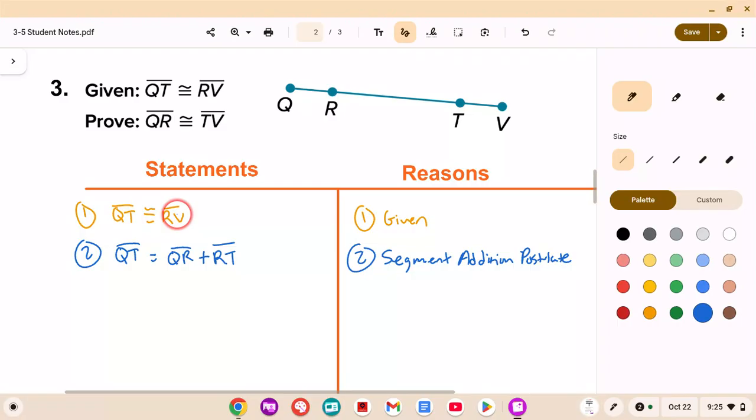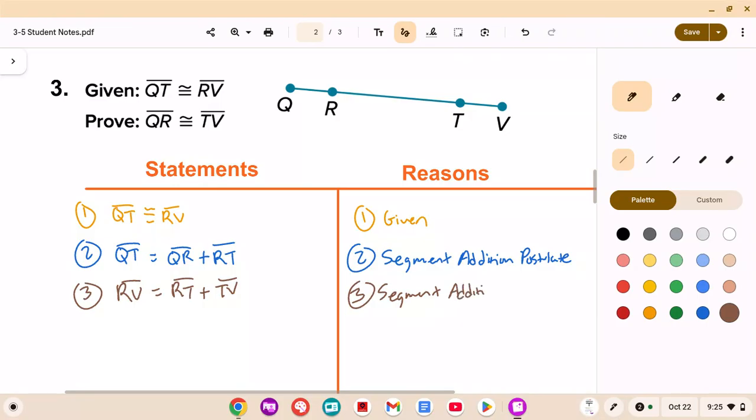So the next one I'm going to pick on is RV. And I'm going to do the exact same thing. So RV, check it out on your picture. So RV could be broken into RT and TV. It's going to be the same reason. Segment addition postulate. Alright.